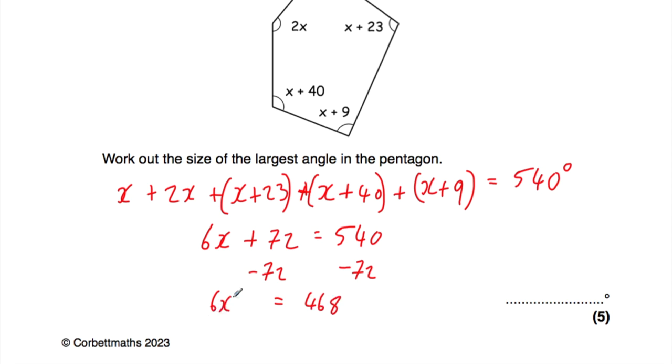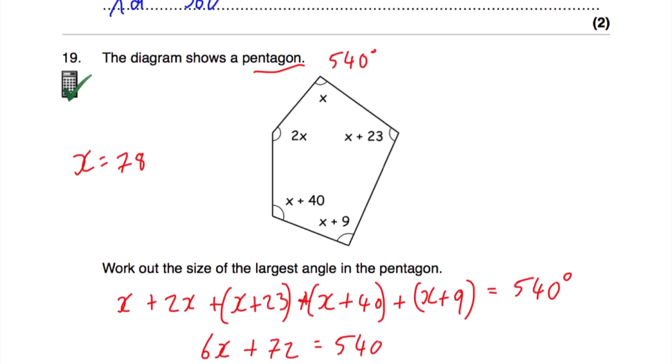Now, we don't want 6x, we just want x, so we don't want 6 times x, so let's divide both sides by 6. The left-hand side, we had 6x, we've divided by 6 to get rid of the 6, so that's going to leave us with 1x, or x. And on the right-hand side, we had 468, and we're going to divide that by 6, and that's equal to 78 degrees. So that means that x is 78 degrees, so let's write that down. x is equal to 78 degrees.